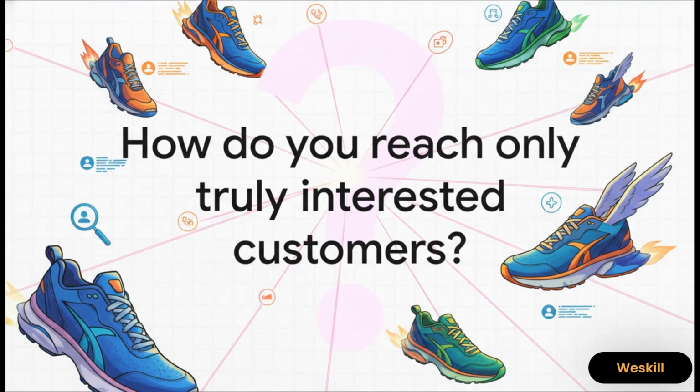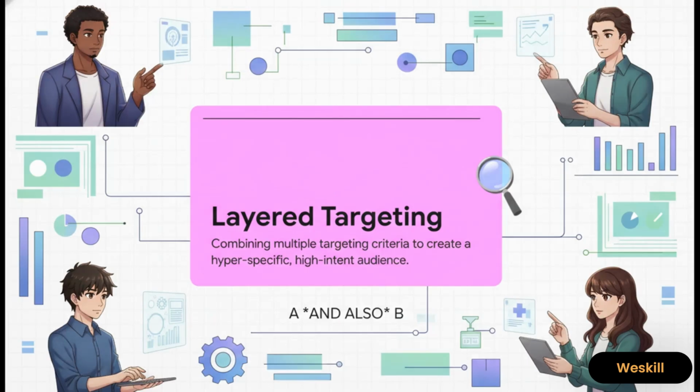But here's the million-dollar question. Targeting shoes is huge. That could be anyone from someone who bought a pair of sneakers 5 years ago to a serious collector. How do you cut through that noise and find only the people who are really interested? The answer, and this is the pro move right here, is a technique called layered targeting. This is where you go from just adding interests to setting conditions. You tell Meta, I want people who like A, and they must also like B.